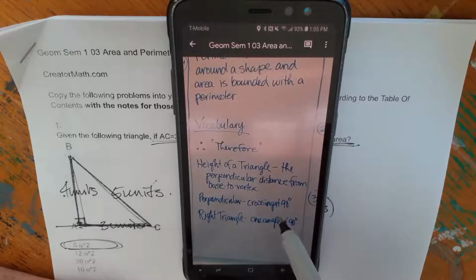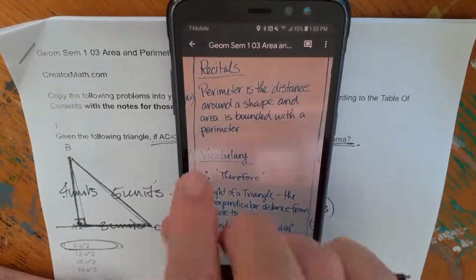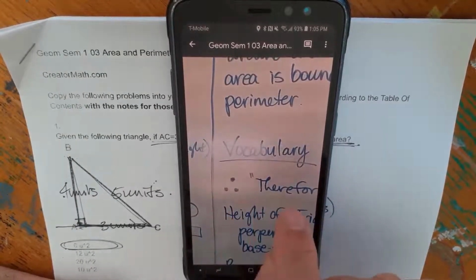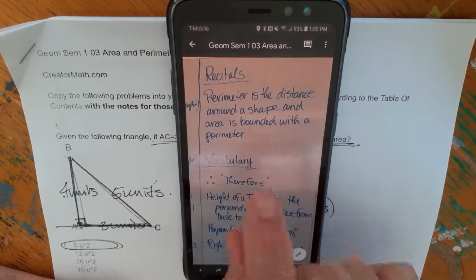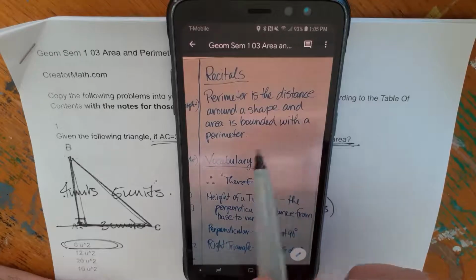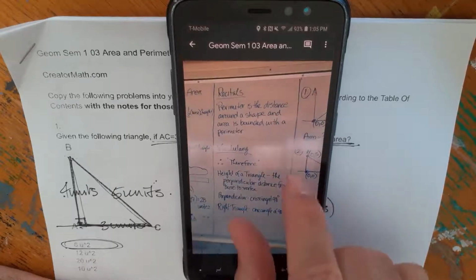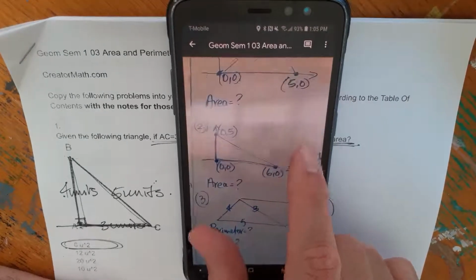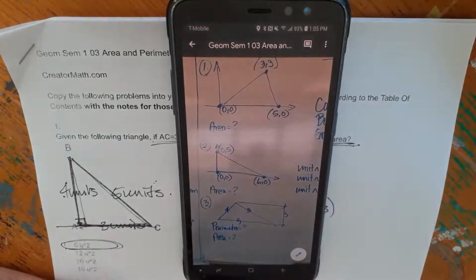Perpendicular means crossing at 90 degrees. A right triangle is one angle of 90 degrees. So a right triangle has one angle of 90 degrees. These 3 dots right here mean therefore. Perimeter is the distance around a shape, and area is bounded with a perimeter. There you go. So here are some problems to put into your comp book on the correct pages, and you can solve those if you can.